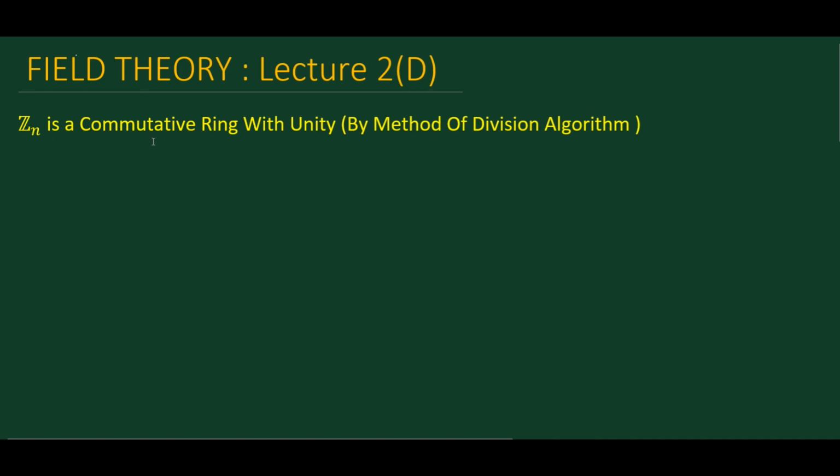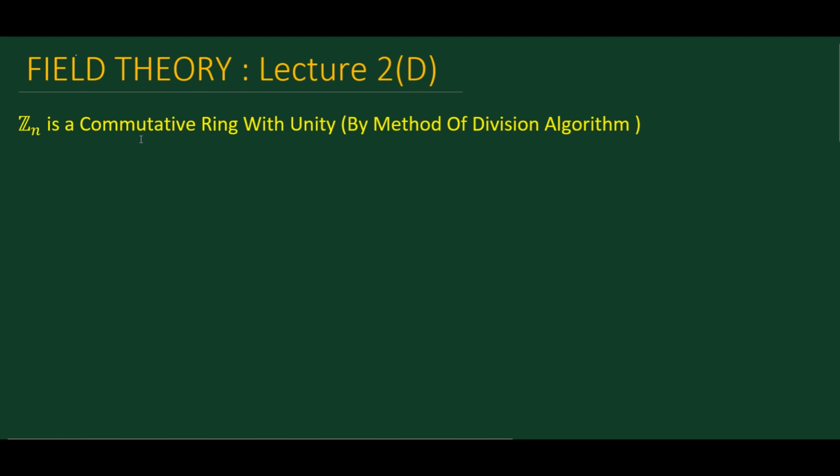In the last lecture of field theory, we discussed Zn by the method of congruence classes. In those lectures we proved that Zn is a commutative ring with unity, and in fact if n is a prime then Zn is a field with respect to addition and multiplication on the congruence classes.